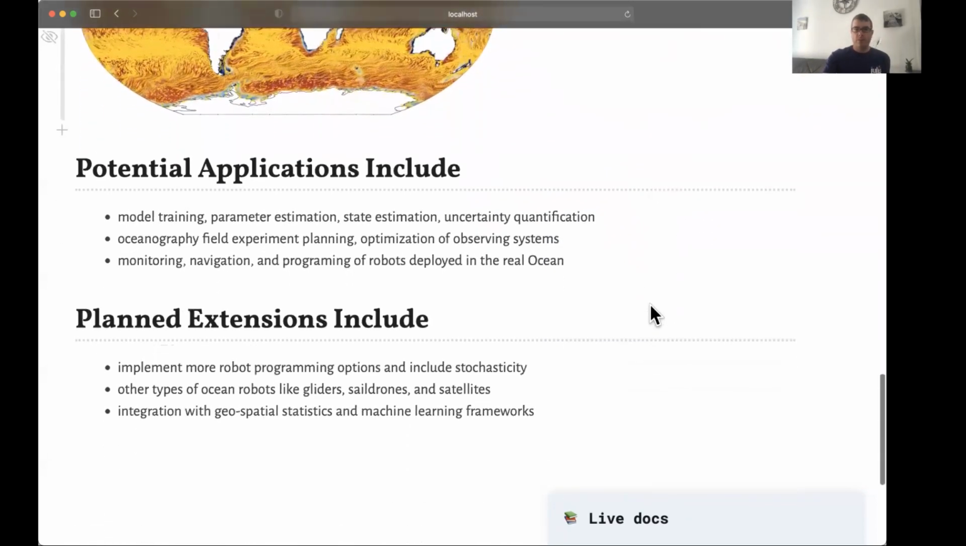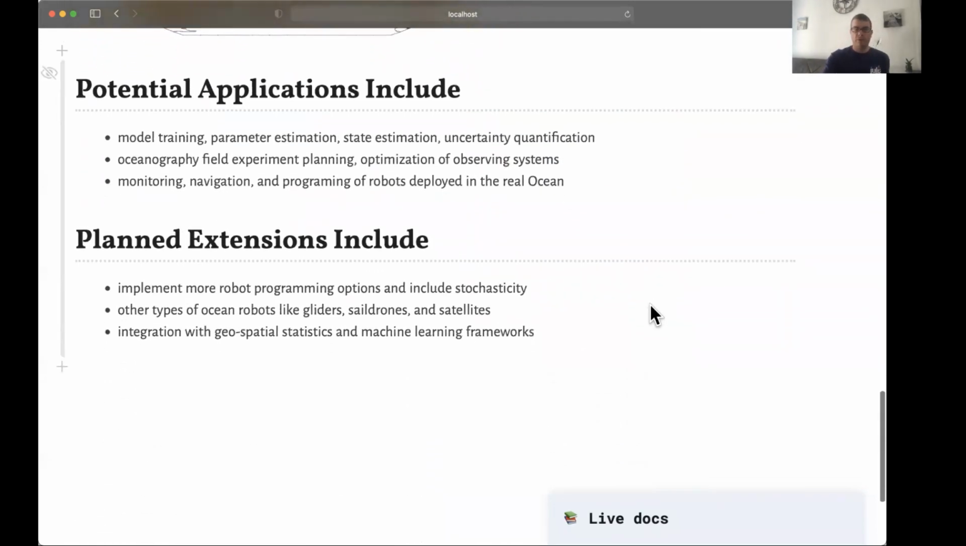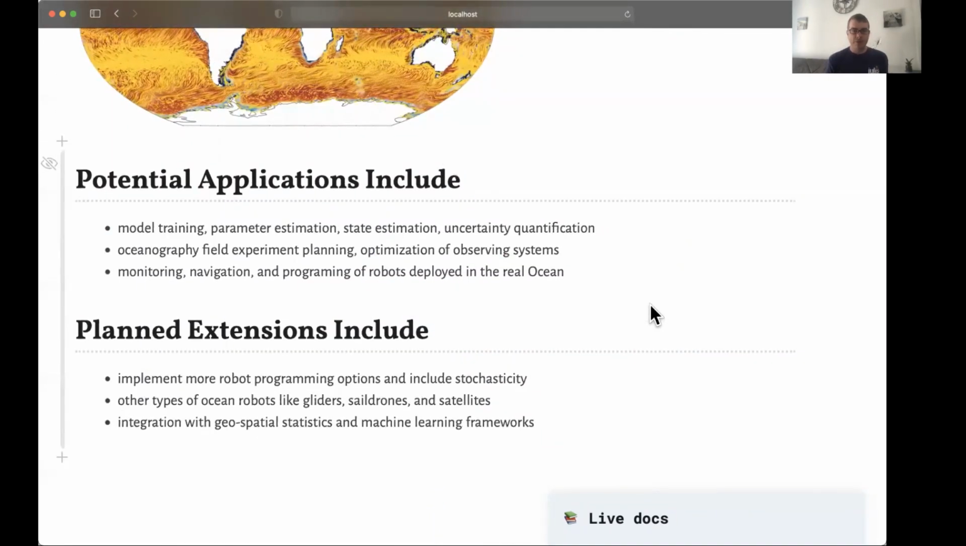Here are some of the potential applications of this package and planned extensions as well. So I'm going to tell you more about this at the poster if you come and visit.